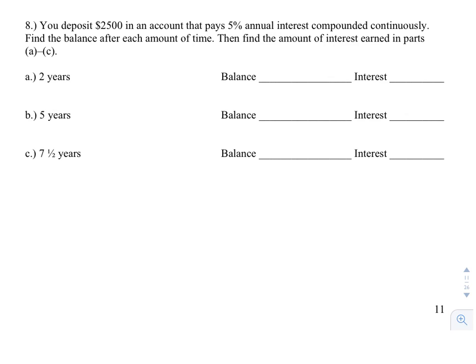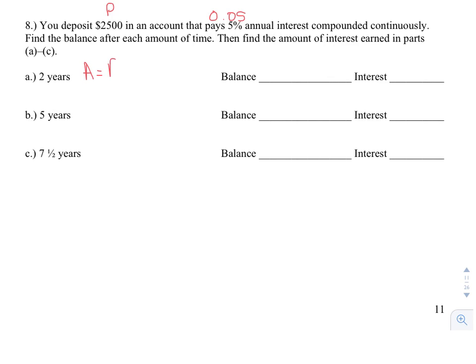So let's go ahead and take a look at some more examples. Number 8 says you deposit $2,500 in an account that pays 5% annual interest compounded continuously. We're asked to find the balance after each amount of time and then find the amount of interest earned. So here's our deposit, that's our principal. 5% as a decimal is 0.05. Compounded continuously tells us we're going to use the PERT formula. And the first one says 2 years.